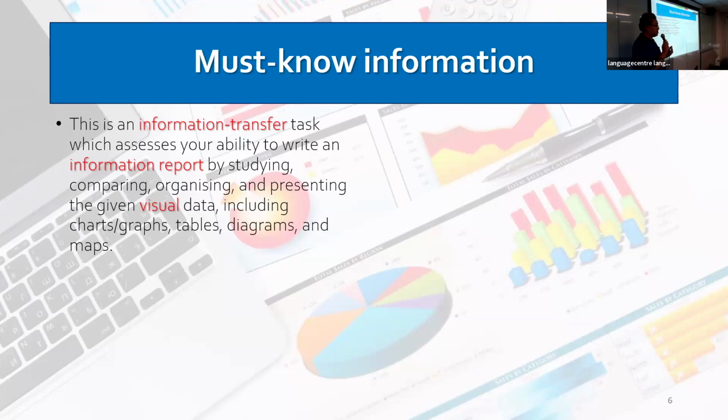Why do I have to stress this point? That's because an information transfer task, in the context of IELTS Task 1, does not require you to add additional information from your own knowledge or from your opinion, unlike Task 2. Task 2 is about your own opinion, but for Task 1, this is simply an information transfer task. That is, you report what you can observe, what you can see from the visuals to the information report within the given time.